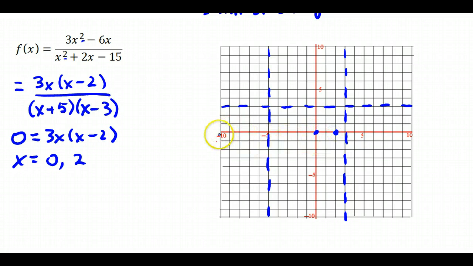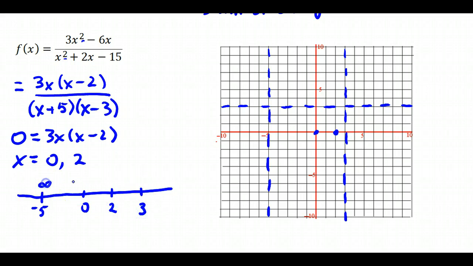And now, let's do a quick little sign chart. I've got interesting things happening at negative 5, 0, 2, and 3. Asymptotes at negative 5 and 2. Intercepts at, no, I'm sorry. I've got asymptote at negative 5 and 3. And intercepts at 0 and 2.